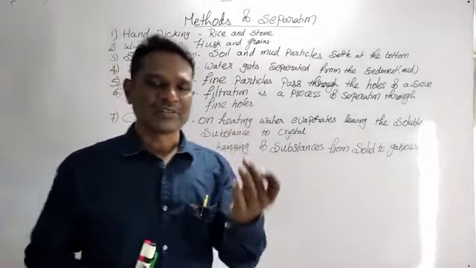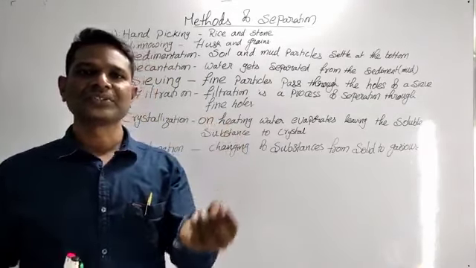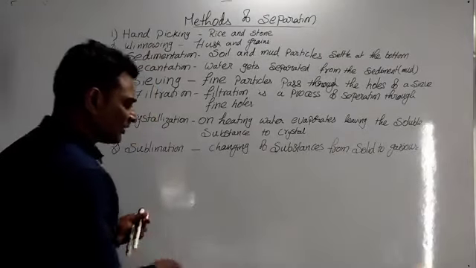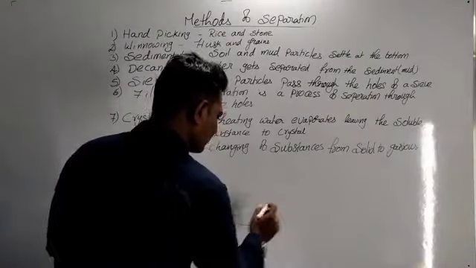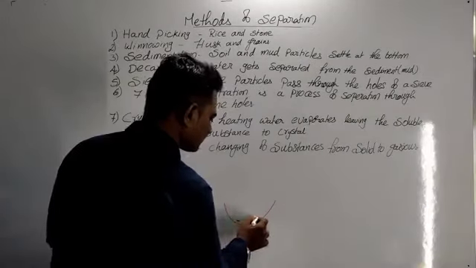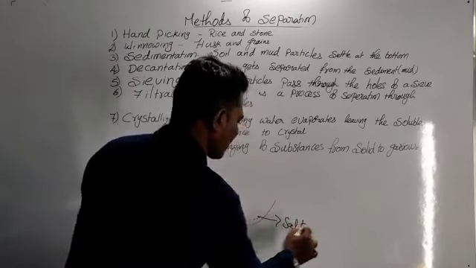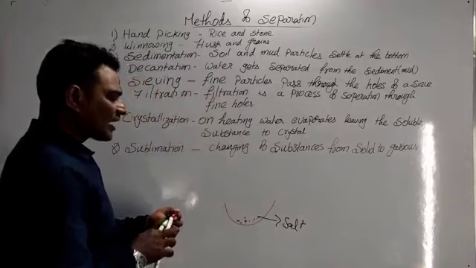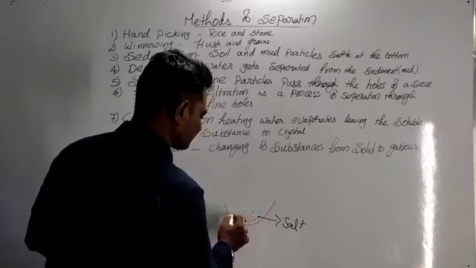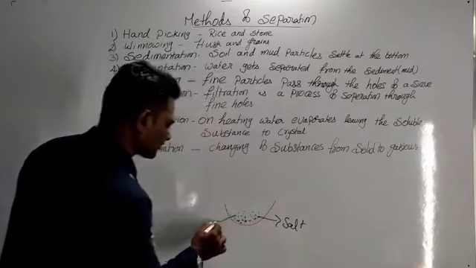Now you do one thing: you collect some camphor and also some salt, and bring both of them into a china dish. This is the salt, and now you add some camphor to this. So this is camphor.